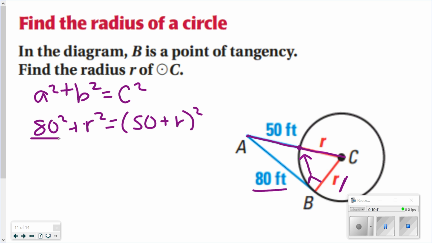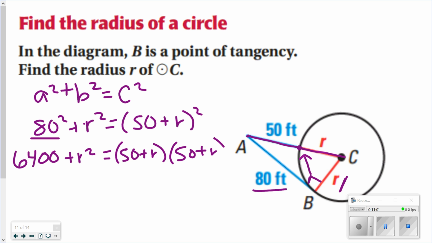I can simplify 80 squared to be 6,400 plus r squared is equal to, now, 50 plus r squared. I'm going to rewrite that as 50 plus r times 50 plus r. Remember, squaring is just taking a number and multiplying it by itself. So I'm going to take my quantity and multiply it by itself. So now when I have this, I can FOIL. So let's FOIL this out.